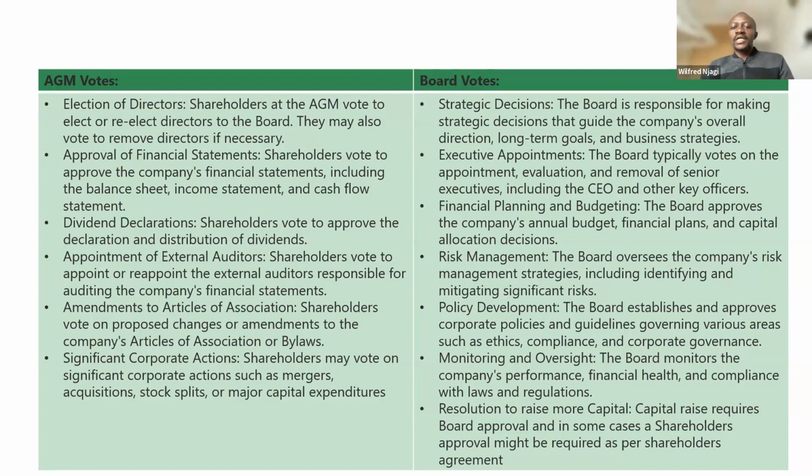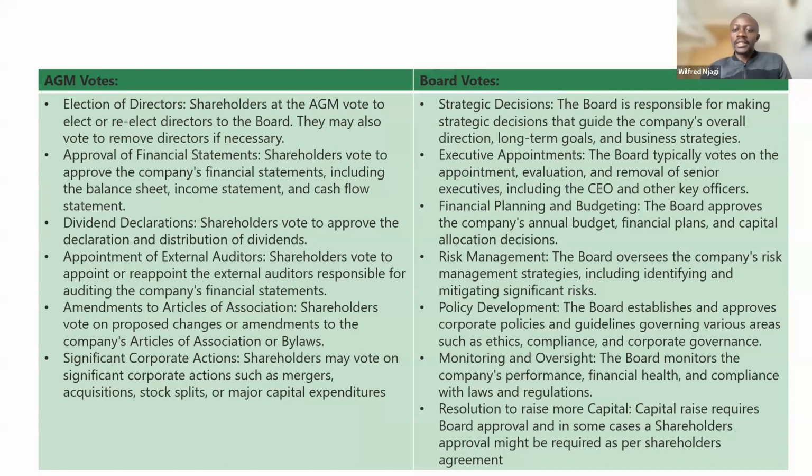Then on the board side, what can the board vote on? The board can vote on strategic direction, right? They are, as I said earlier, responsible for making strategic decisions for the company, both short-term and long-term goals. Executive appointments, again, they can vote to appoint or remove the CEO and any other C-level person.